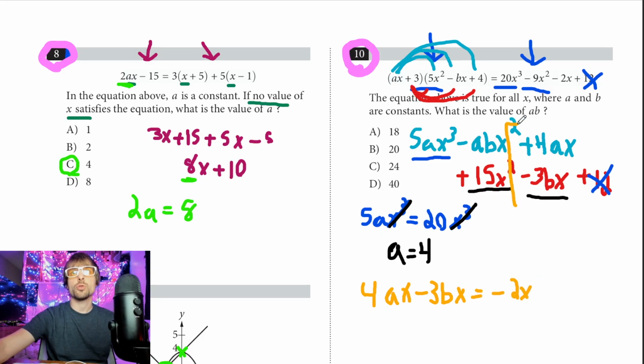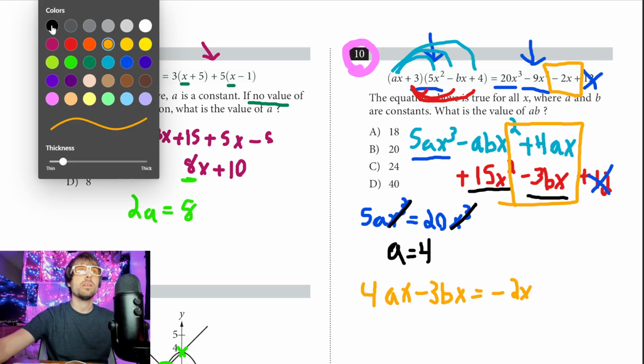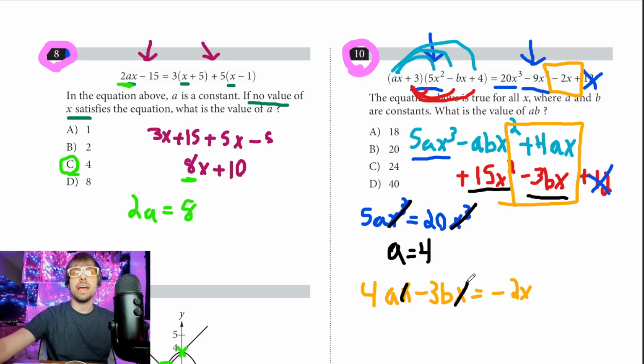So again, I've just grouped my x terms on one side, grouped my x term on the other side, just like we did with the x to the third, and I make an equation. And just like last time, I divide by x, get rid of that, and then we plug in 4 for a. So this actually turns into 16 minus 3b is equal to negative 2.